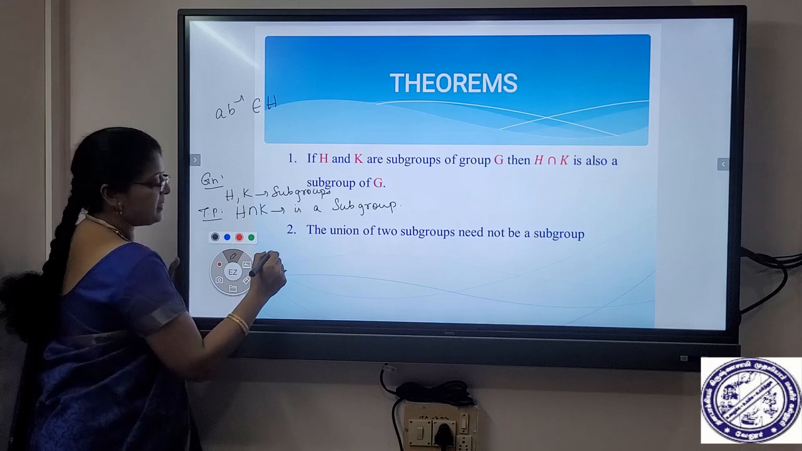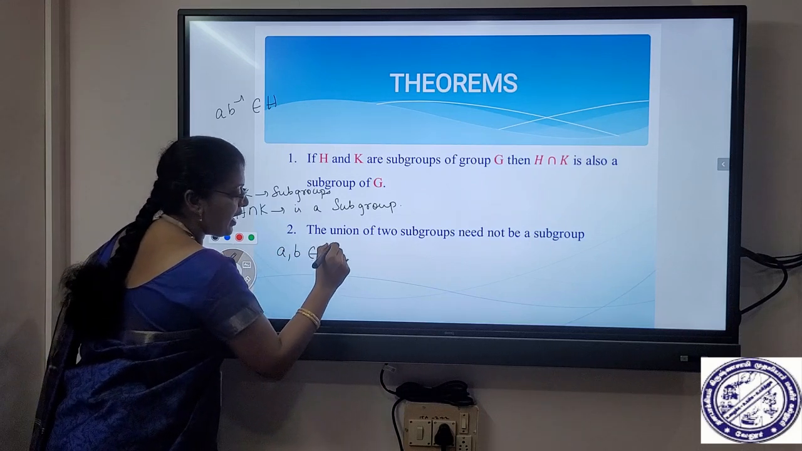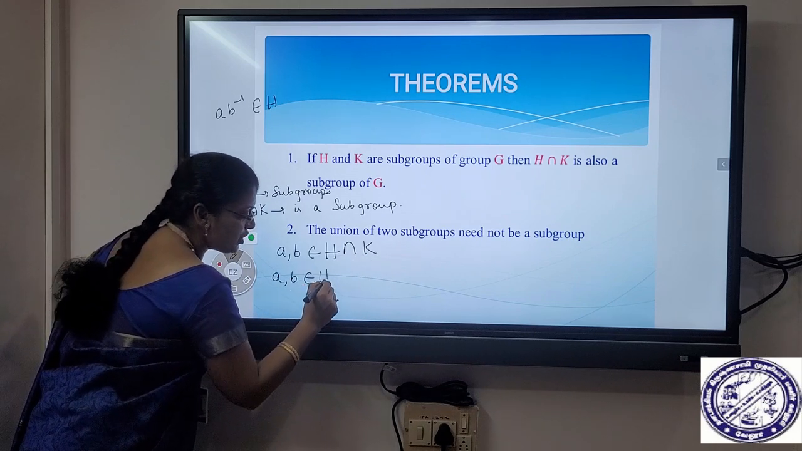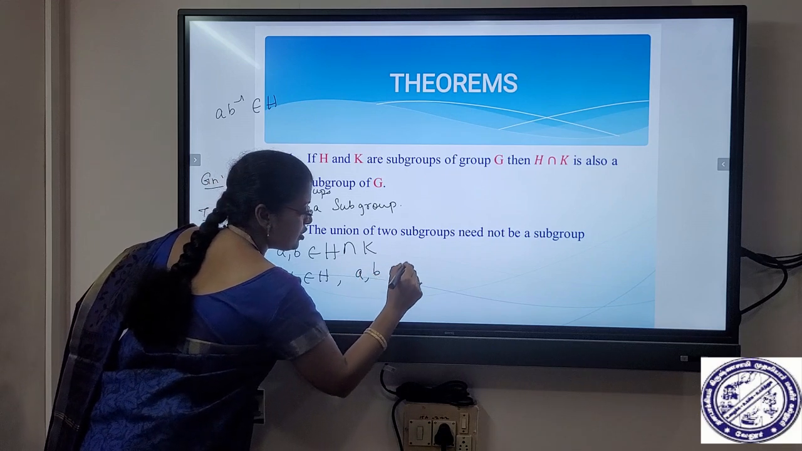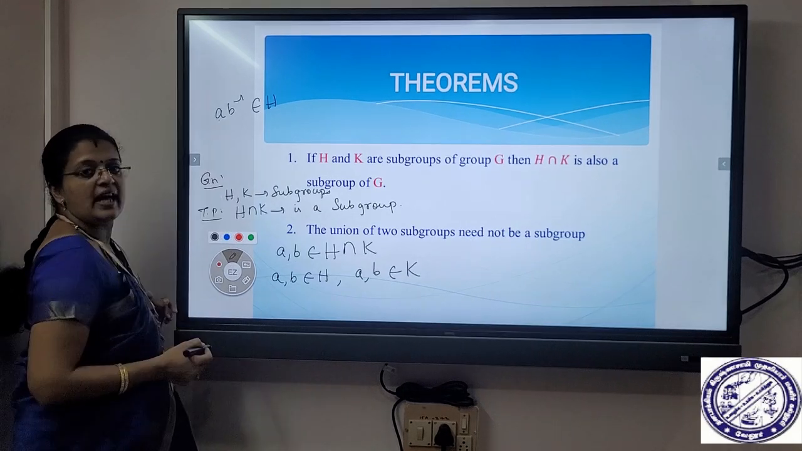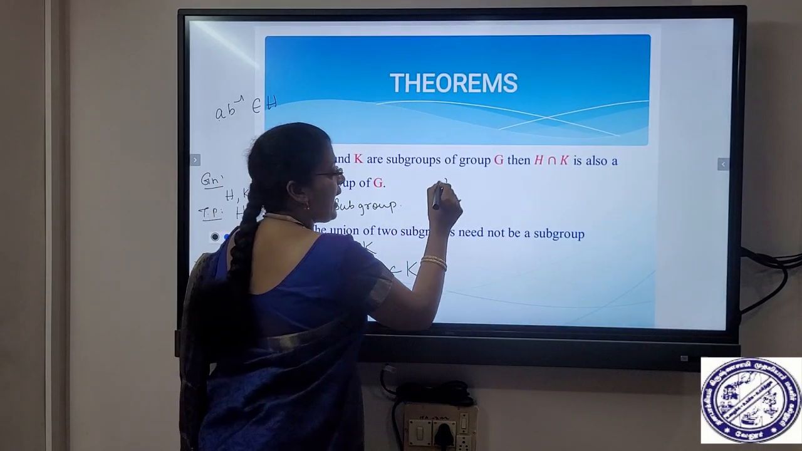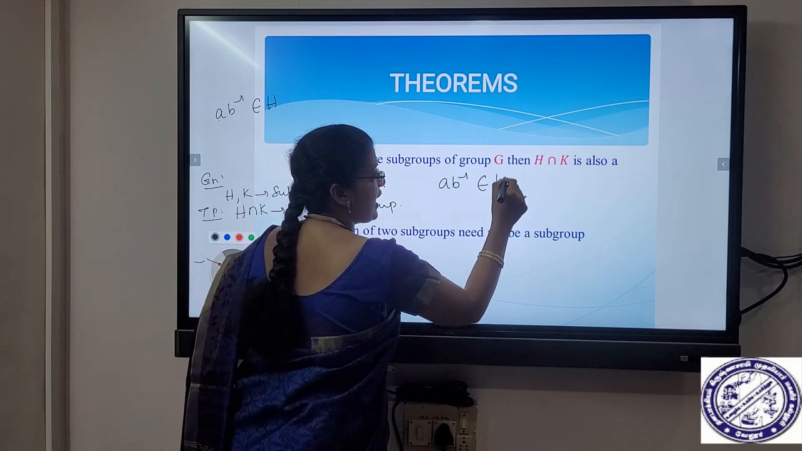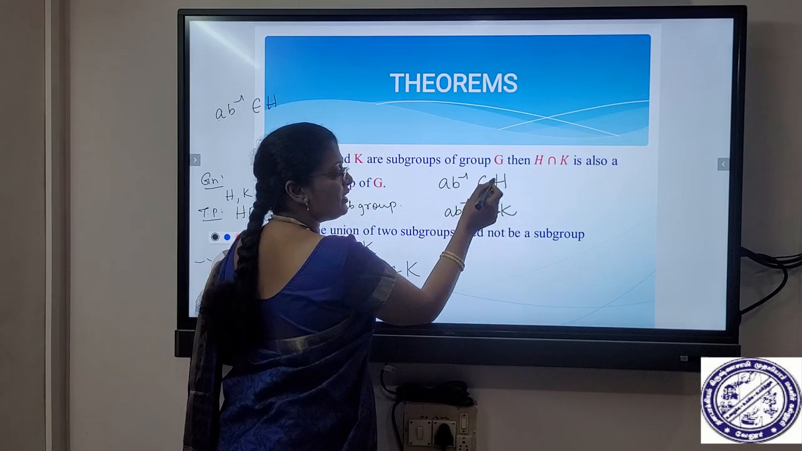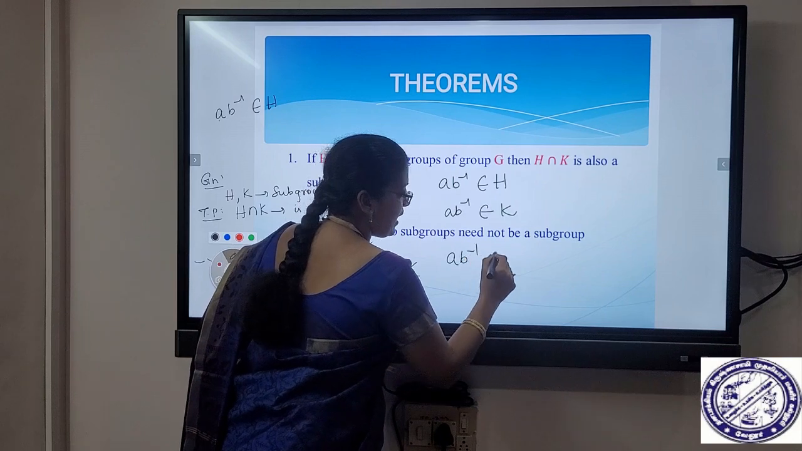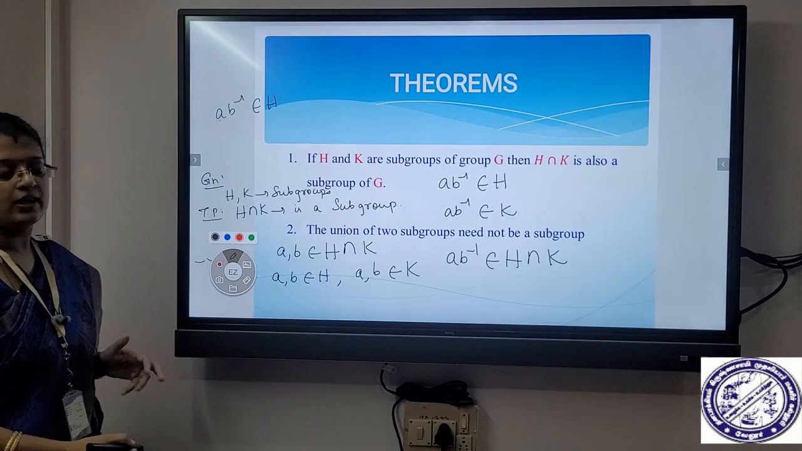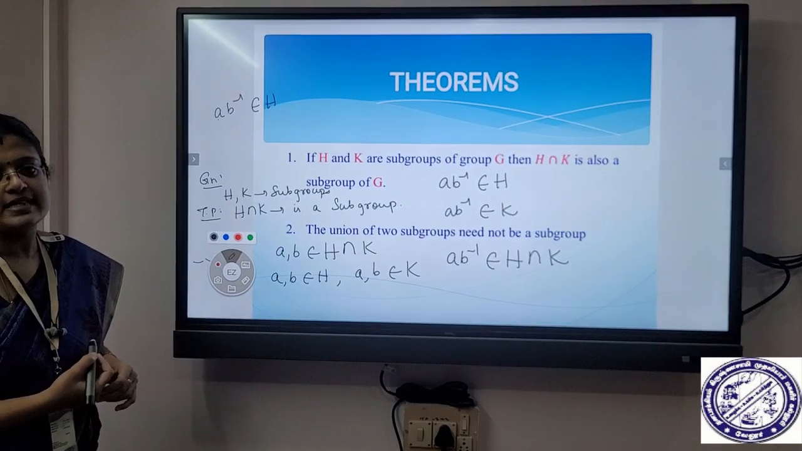I'll take two elements, a comma b belongs to H intersection K. Intersection means a, b belongs to H and a, b belongs to K. H and K are subgroups, and subgroup means it will satisfy the condition a, b inverse belongs to H, and a, b inverse belongs to K. So this is common to both H and K. So I can tell a, b inverse belongs to H intersection K. From here we can conclude that H intersection K is a subgroup.